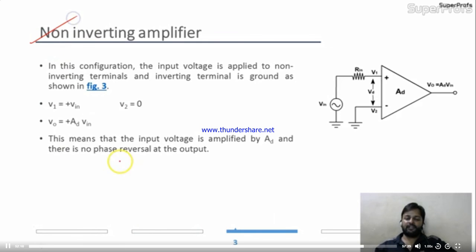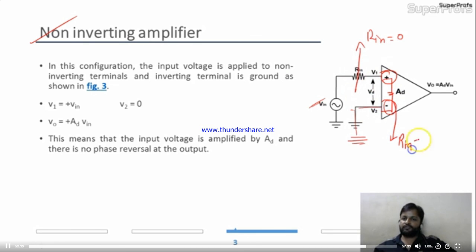Let's come to the non-inverting amplifier. This is the non-inverting amplifier. In the non-inverting amplifier, you will apply the input to the non-inverting terminal, and the inverting terminal will be directly connected to the ground. Here also this Rin should be, Rin of the Opamp is given over here, and this Rin should be infinity. So the entire input you can take over here.